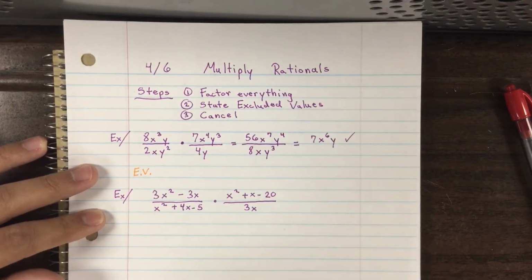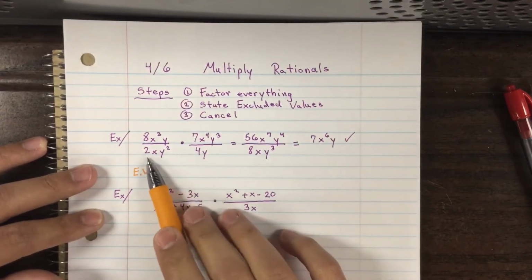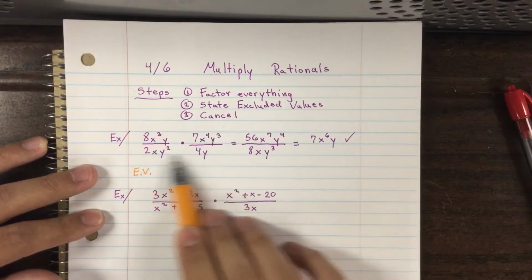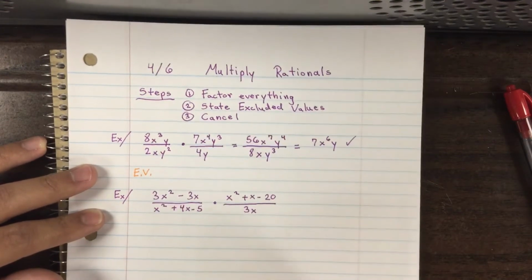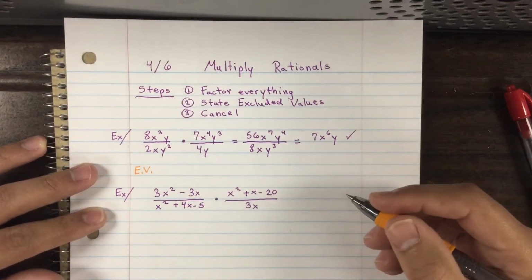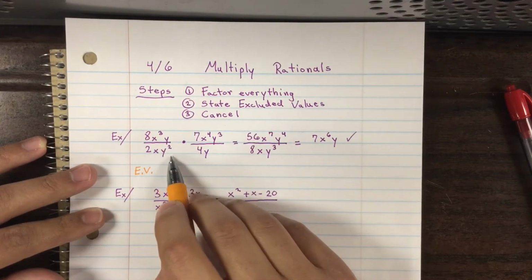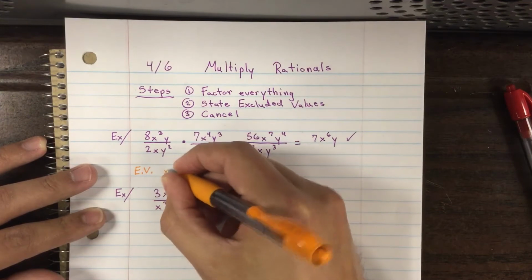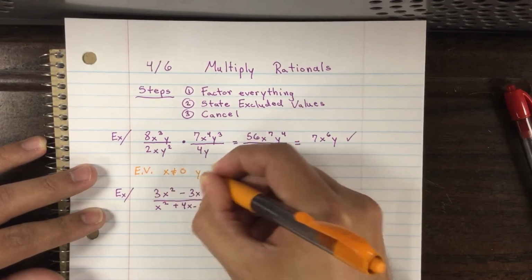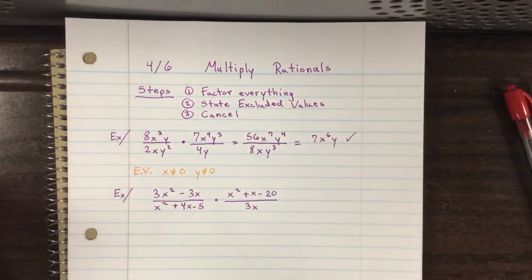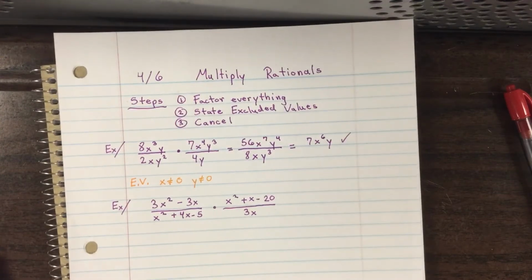Okay, what are your excluded values? Well, if we look at our denominators here, we actually have 2 variables, so we have 2 denominators. And since it's nothing plus or minus at the end, it's basically just 0 for x and 0 for y. Okay, so that's a little bit different problem than what we'll be doing mainly, but just to get you started.